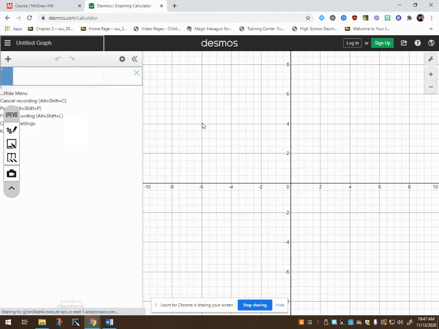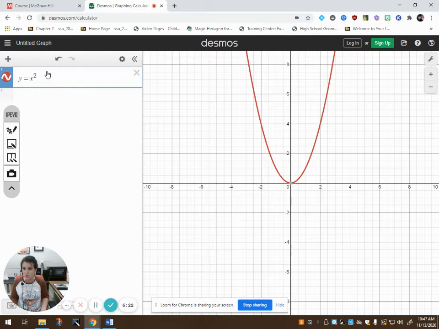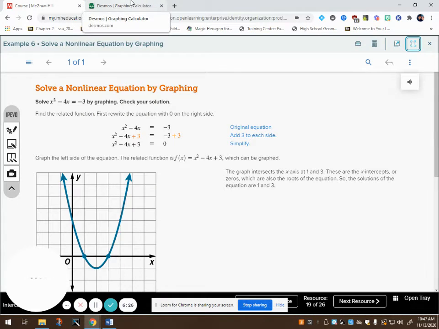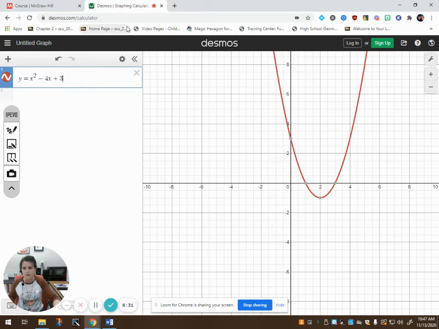Now, if you wanted, you could create a table, and that you are familiar with doing. But I'm going to put y equals x, and I'm holding down the shift button and hitting the number 6 to get this little 2. And then minus 4x plus 3. And look, it graphed it for me. We can see our y-intercept is here at 3, and we can quickly find our roots, 1 and 3, where it crosses the x-axis. It crosses at 1, it crosses at 3.